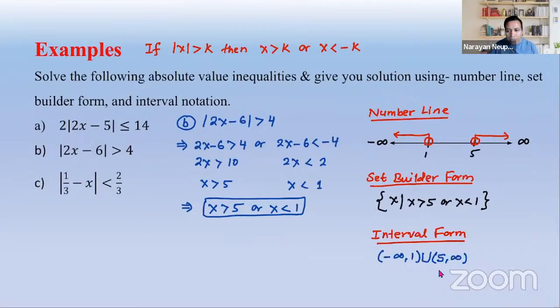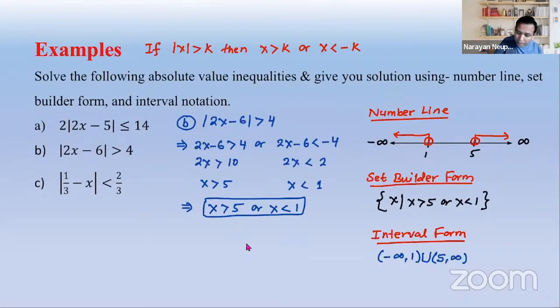Okay, if we put uppercase U, the union sign, in the middle, the meaning of that is I'm combining these two intervals. That is, our x lies in this first interval or in the second interval. Union means this or here. So this is how we can solve the absolute value inequality and present the solution.